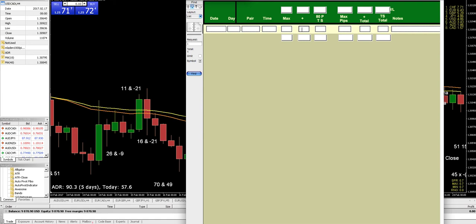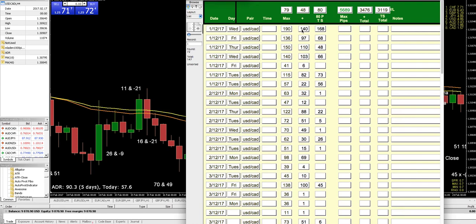Okay, greater than 0. Remember, there were 140 possible trades. 72 of them were winners, winners meaning more than 1 pip. The average of these winners in this case was 48. The average win is 48 pips.